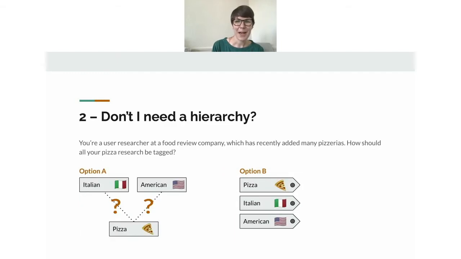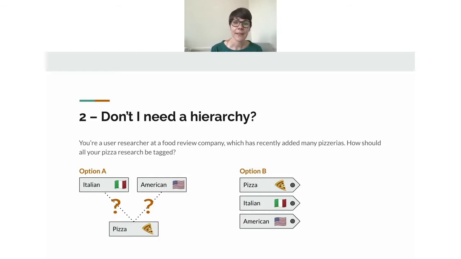The second scenario to mention here is around hierarchy. So we talked a little bit about this before, but let's look at the scenario. Say you're a user researcher at a food review company, which has recently expanded into pizzerias. So you have some pizza research that requires tags. So how do you design this pizza tag?